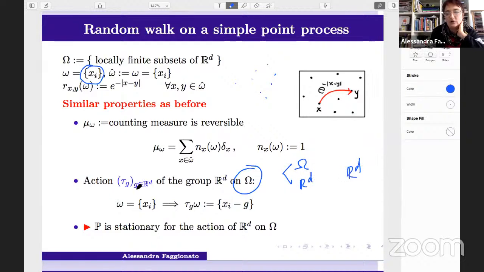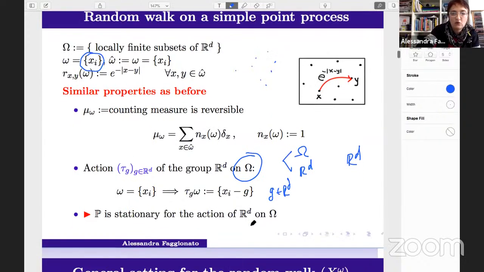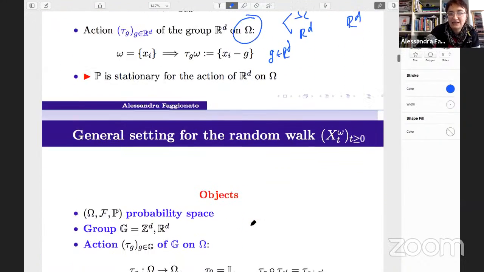So, for example, if the environment is given by this family of points x_i, the g-translated environment omega, with g in R^d, is given by the family of points x_i minus g. And here I didn't choose a particular probability P; I take a P which is stationary for the action of R^d on omega. So I formalize.